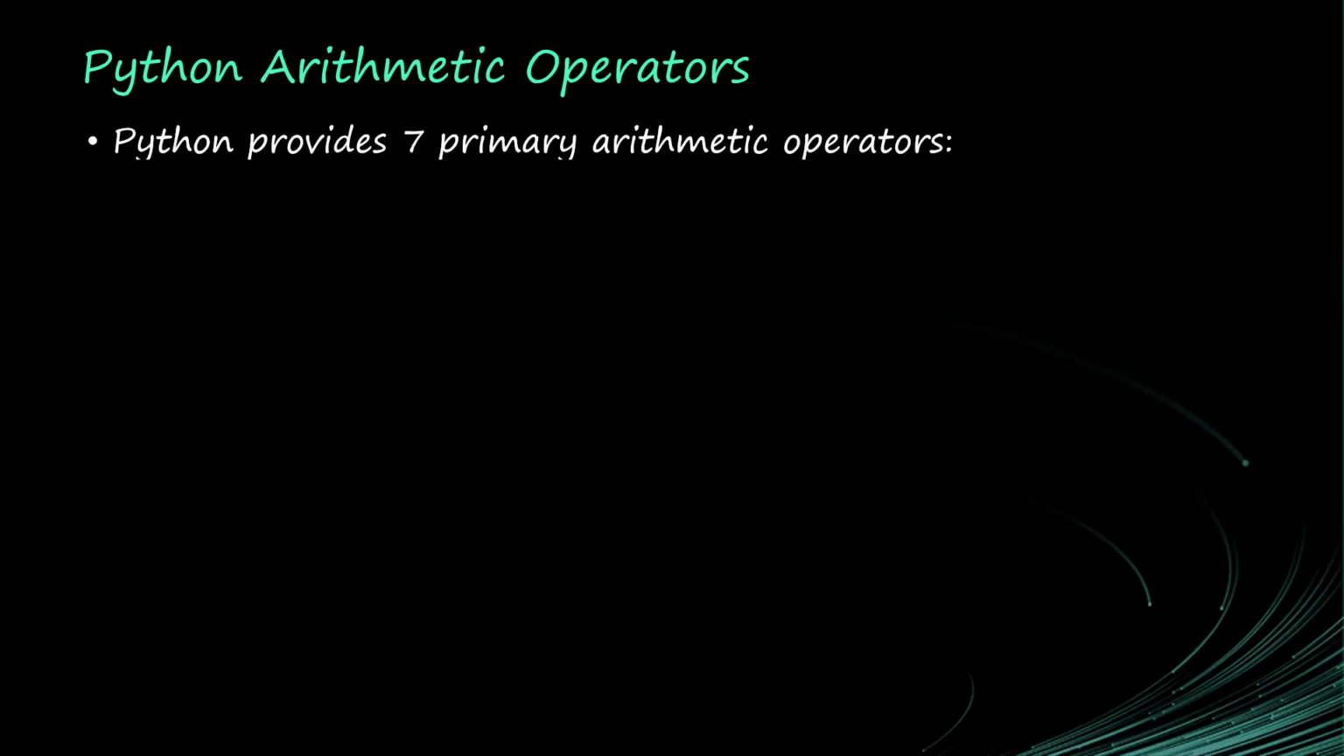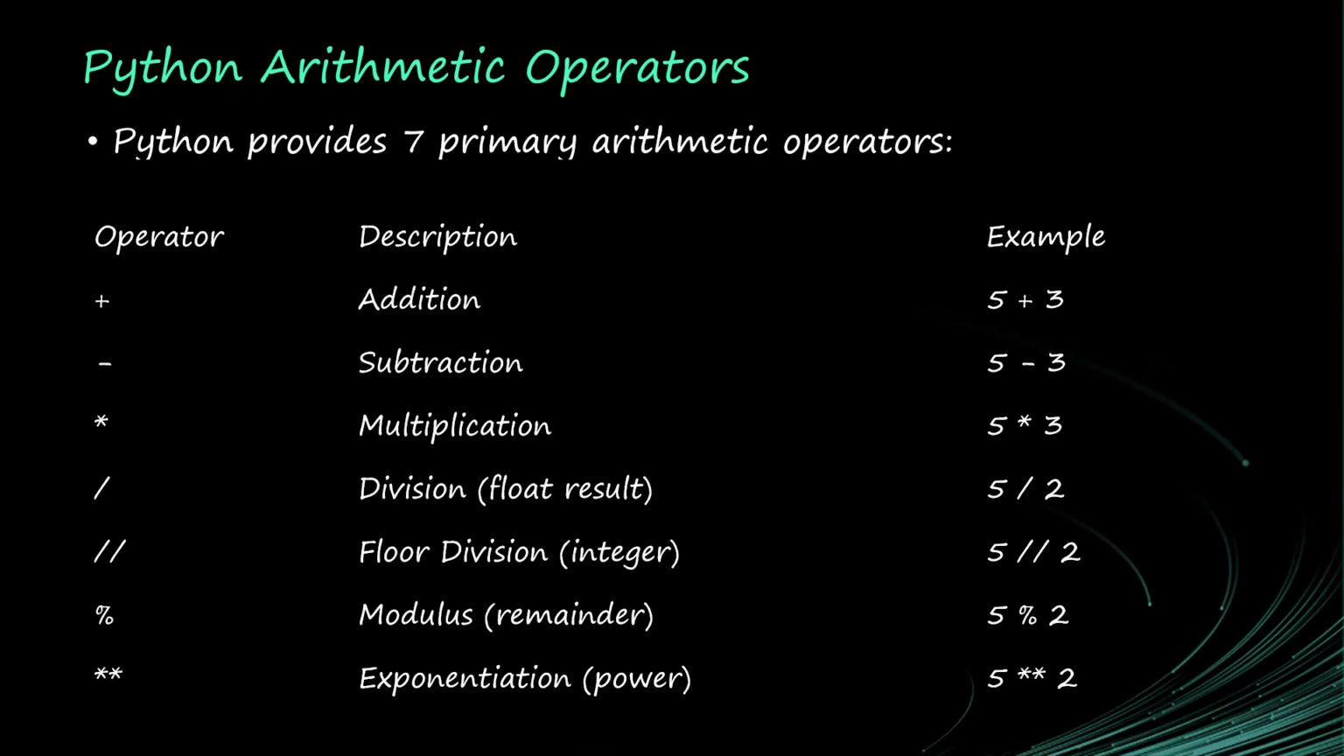Python provides seven primary arithmetic operators. All these mathematical operations, addition, subtraction, division, name them, you're going to find them here in Python. If you want to do anything like addition, subtraction, division, multiplication, exponential, whatever it is, it's available in Python. Okay. So now these are the different operators.